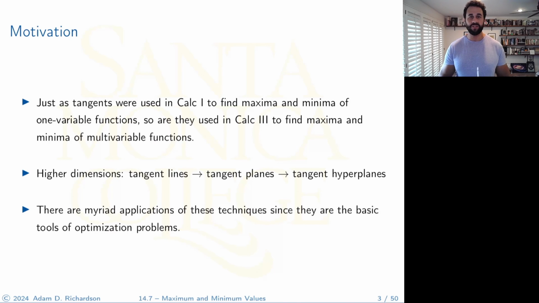Just like we were using tangent lines and derivatives back in Calc 1 to find maxima and minima of one variable functions, we're going to do the same thing now in Calc 3 to find maxes and mins of multivariable functions. So the rough idea is that we had tangent lines, then now we have tangent planes, and then in general you just have tangent hyperplanes. So these particular lines and planes are very important when it comes to optimization.